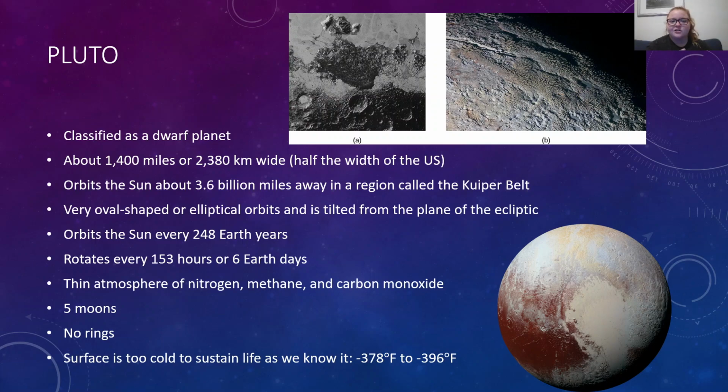Okay, let us talk about Pluto. So, Pluto is classified as a dwarf planet, and the reason for that is it has a very oval shaped or elliptical orbit to it, and that orbit is tilted from the plane of the ecliptic. So, it doesn't follow the same quote unquote rules that our other planets do to be classified as planets in our solar system. So we have now classified it as a dwarf planet.